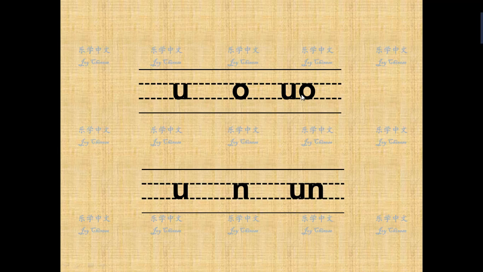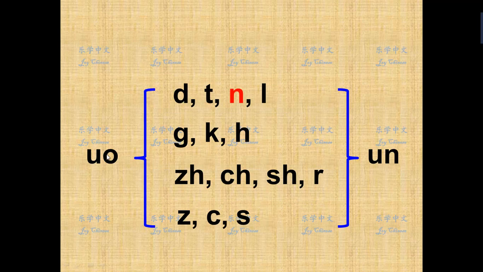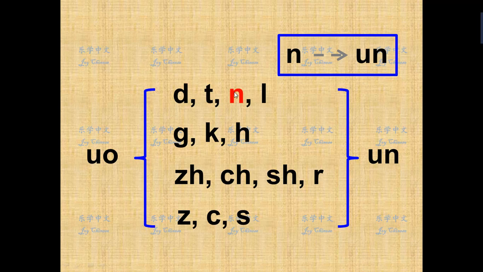So uo can be combined with d, t, n, l, g, k, h, zh, ch, sh, r, z, c, s. And un can combine with all of these initials with an exception of n. There's no combination between n and un. So this is an exception.